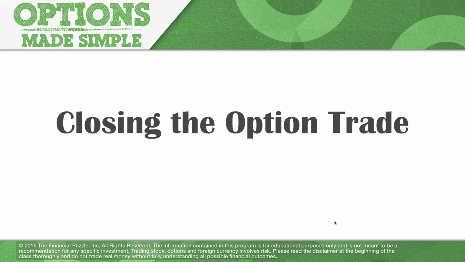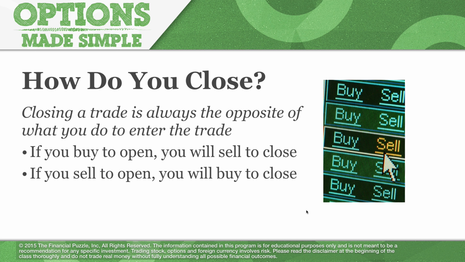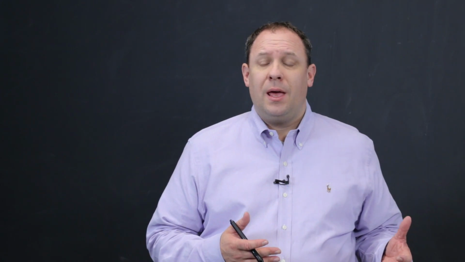When we're looking at option trades, closing the trade is really as simple as taking the opposite of whatever we did to get into the trade. So the easiest way to think about it is just doing that very thing I just said, the opposite of whatever you did to enter the trade. If you buy to open, you will sell to close, and if you sell to open, you're going to buy to close. Remember, we can get into option trades by buying to open, and if you do that, you're just going to sell to close to get out of the trade.